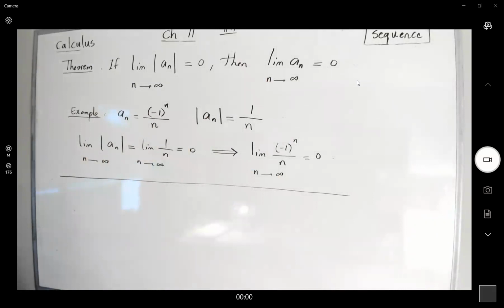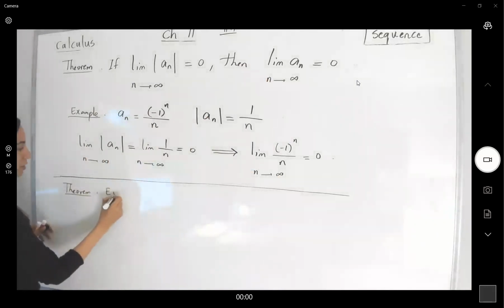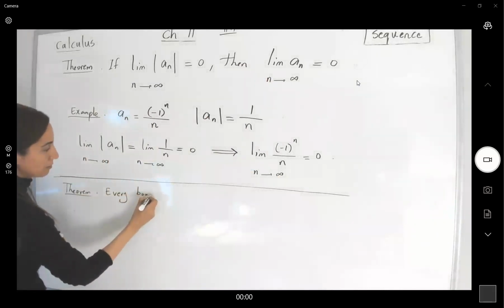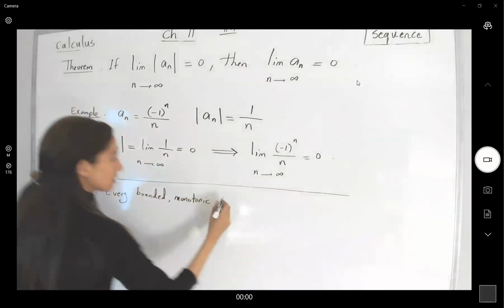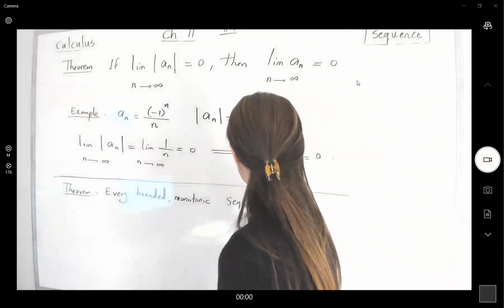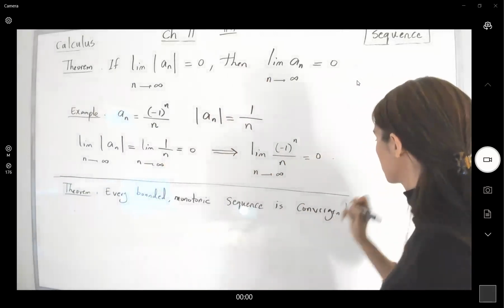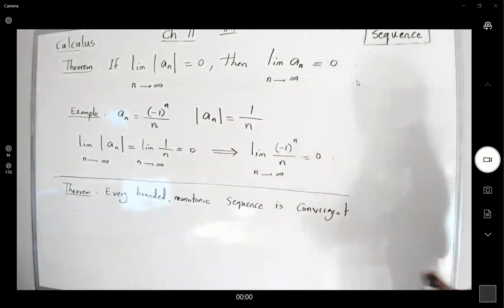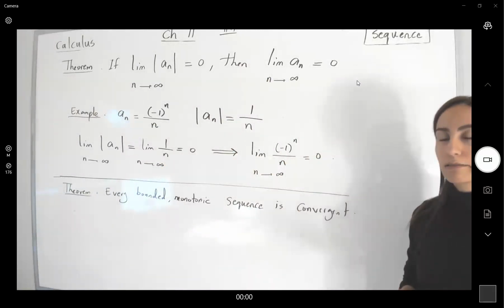And finally, every bounded monotonic sequence has a limit, which means that it is convergent. So theorem: every bounded monotonic sequence is convergent. So if it's not convergent, if it's divergent, it means that it's either not bounded or it's not increasing or decreasing.